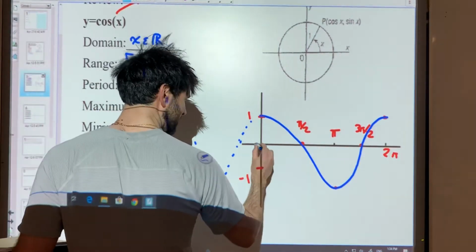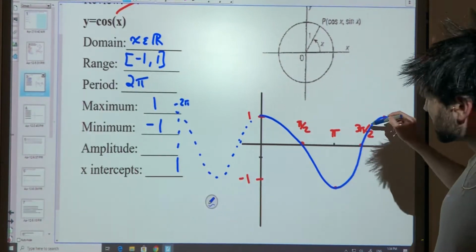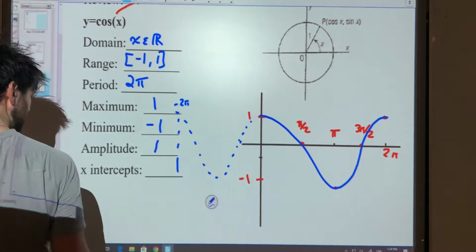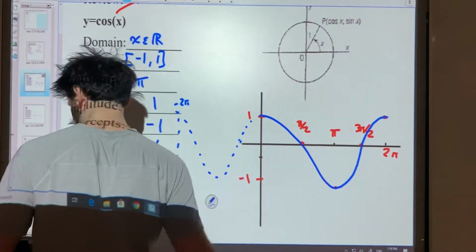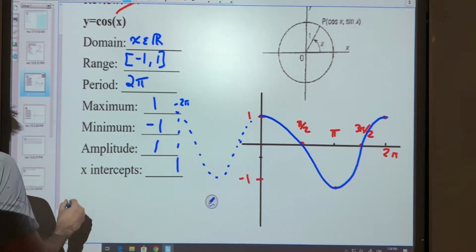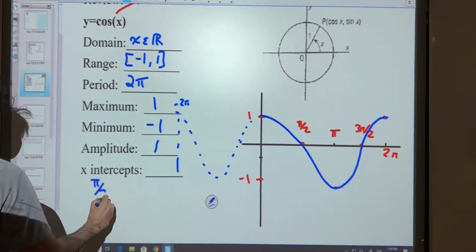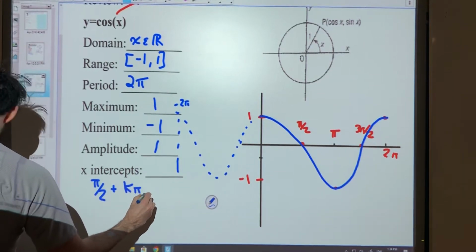Amplitude: if you look at the center line, which is here, and you go down to the lowest point or up to the highest point, you get an amplitude of 1. And then the x-intercepts look like this. Well, they're pi over 2, 3 pi over 2. So the formula is going to look like this. You're going to go pi over 2 plus k pi.